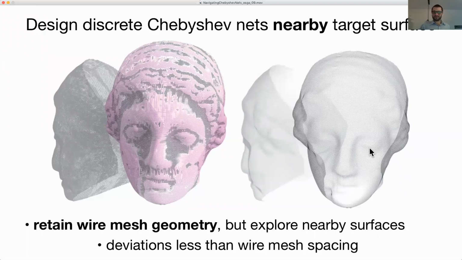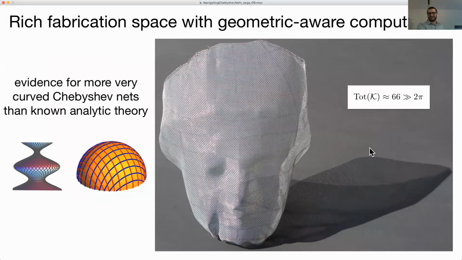And just by doing this, we were able to get beautiful approximations of more complicated shapes, and the deviation to the surface was actually less than the wire mesh spacing of the underlying model. Here, for example, is a mask that I built out of wire mesh, and its approximate total discrete Gaussian curvature is 66, which is far beyond the known theoretical results of 2 pi. This gives us some computational evidence that the space of Chebyshev nets is much richer than our current understanding from analytical results.